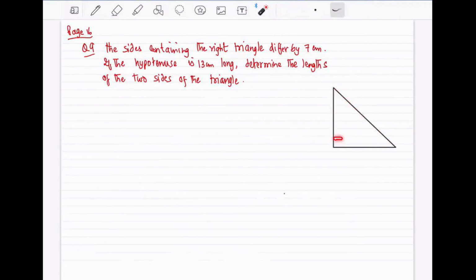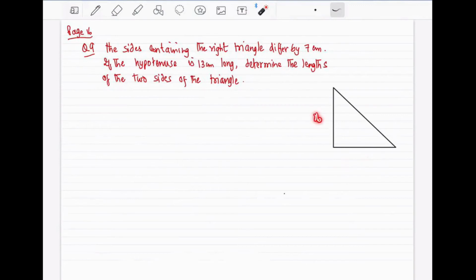Where is the 90 degrees? This angle. So which sides make this angle? This side and this side. I've already told you, these two sides. We call them the right sides. They differ by 7 centimeters. That means one of them is longer than the other by 7. If I put 4 here, the other will be 4 plus 7, which is 11. Hypothetically, if I put 3 here, this will be 3 plus 7.